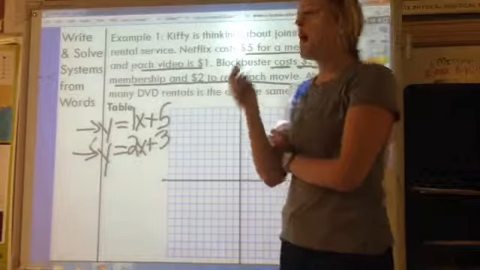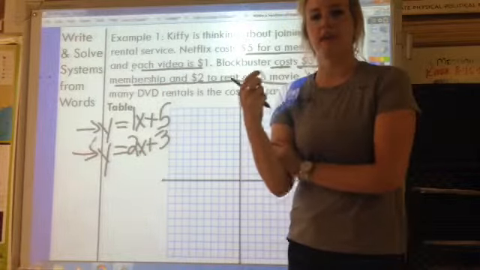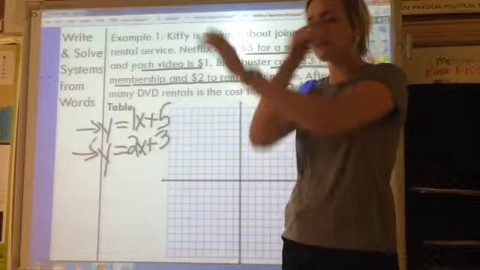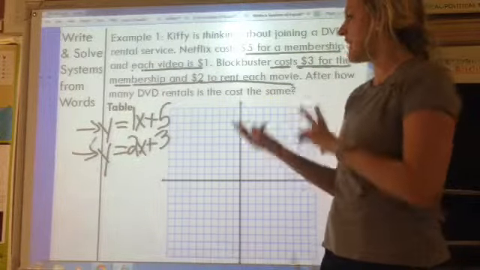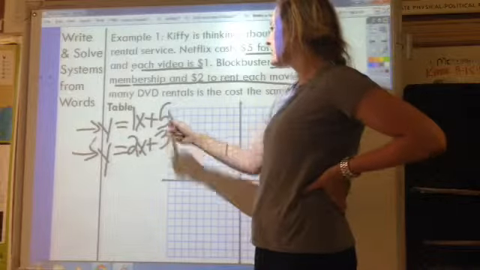So now that I have my two equations, I need to figure out after how many DVD rentals the cost is the same. I can figure this out by graphing it. And the point on the graph where the lines cross, that's going to be my solution. And that will tell me how many movies to how many costs. So let's work with our first equation first.